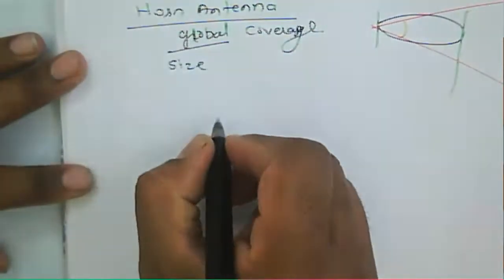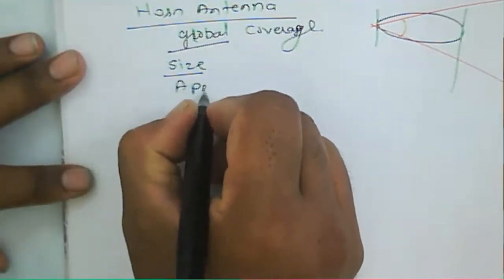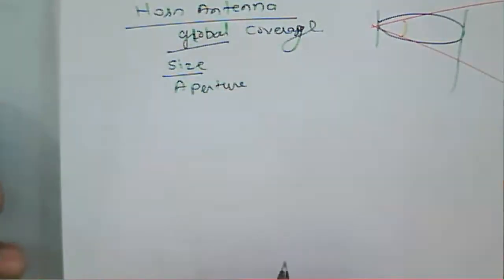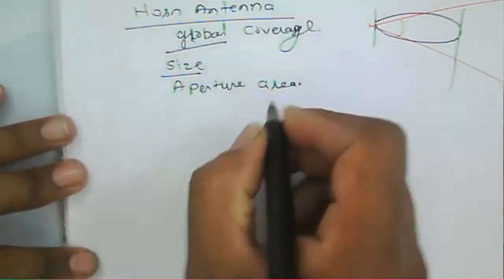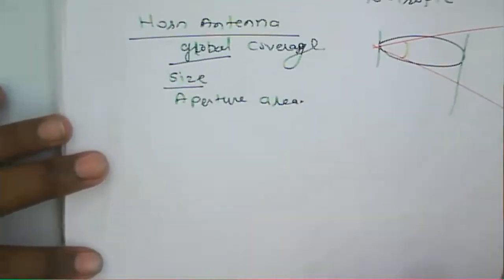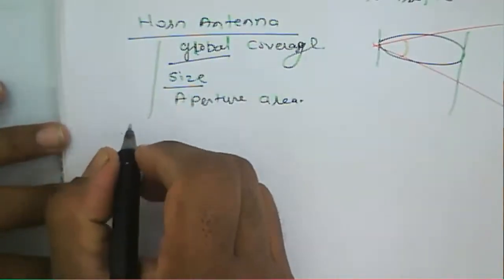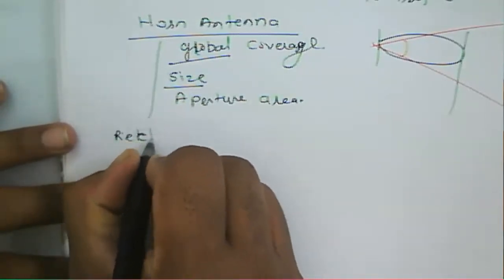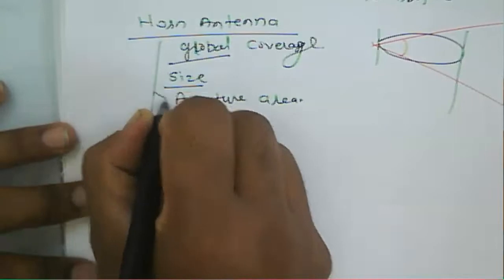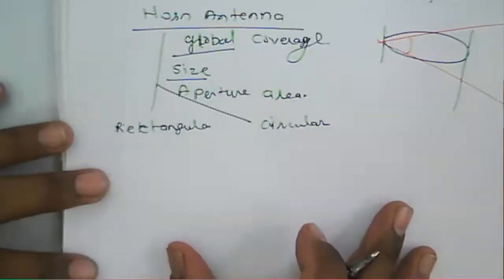So in a horn antenna, the size is nothing but the aperture area or the aperture height of the antenna here. So what will be the aperture area of this horn antenna? For that purpose, we need to know the structure of a horn antenna. There are two types of horn antenna. In one, the aperture is in a rectangular form, or it will be in a circular one based on the aperture.